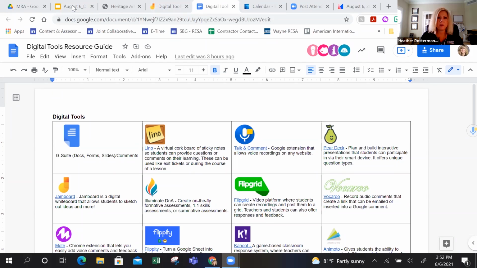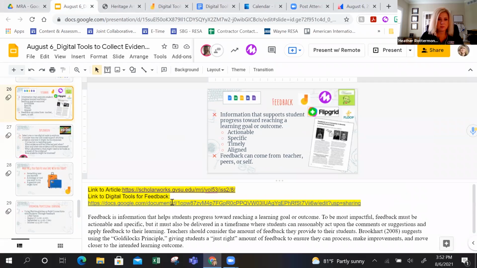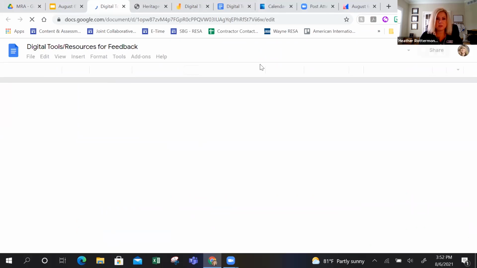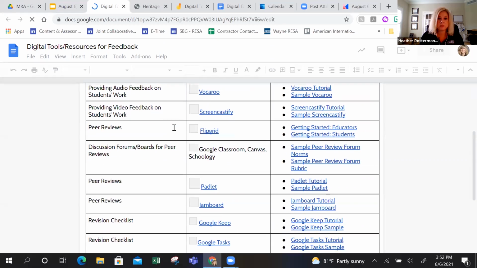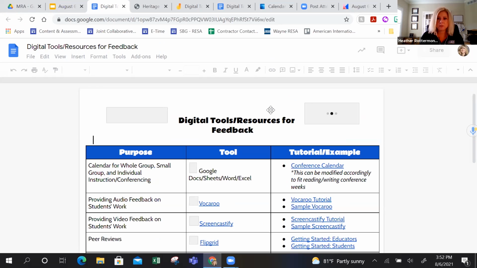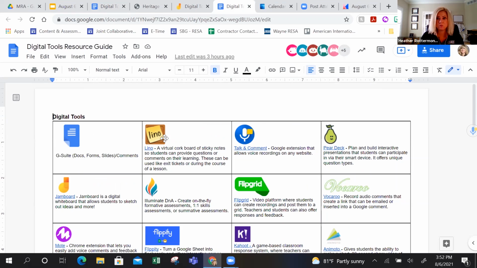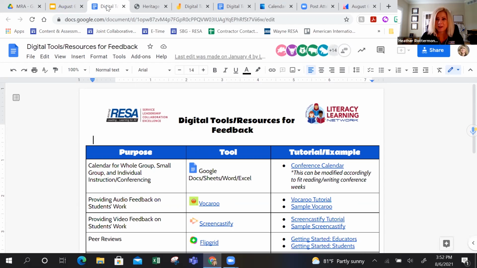There's also another one specific to feedback. Oh, here it is. And this is the one that's in the feedback article. These are tools that are specific to feedback, and there are some duplicates. What Laura and I did was give a tutorial or an example of how each could be used. So you have two sheets, one that's just digital tools and how to get there, and then this one is specific for feedback.